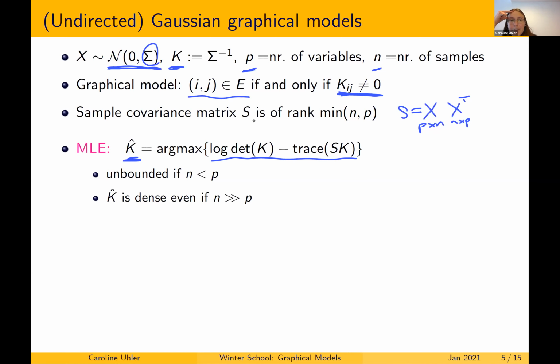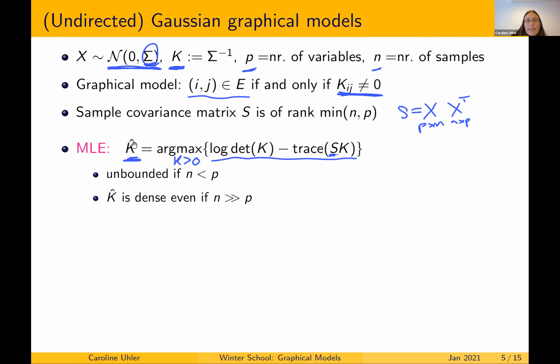We would like to estimate this sigma, or this K here. To obtain the estimates of K, you just maximize this likelihood function. This is the logarithm of the determinant of this matrix, which is positive definite, minus the trace of the sample covariance matrix times K. The sample covariance matrix is given to you by the samples, and this is the argmax over all K, where K is a positive definite matrix. So this is the optimization problem that we're solving.